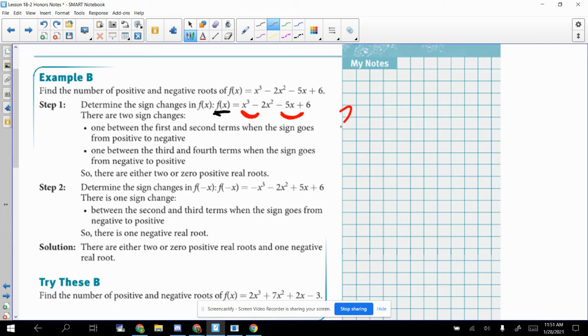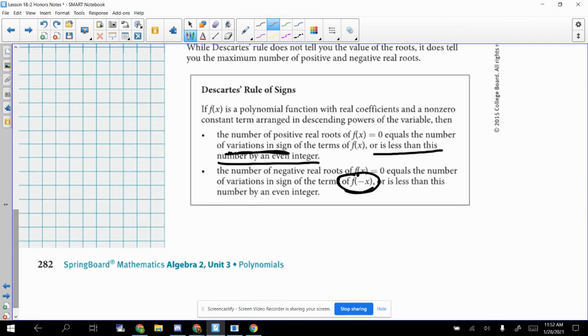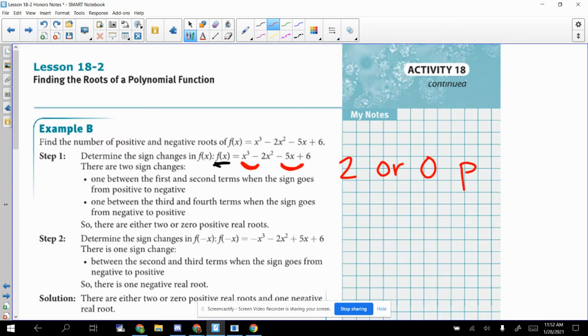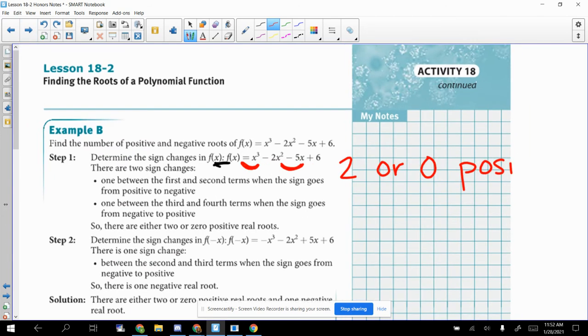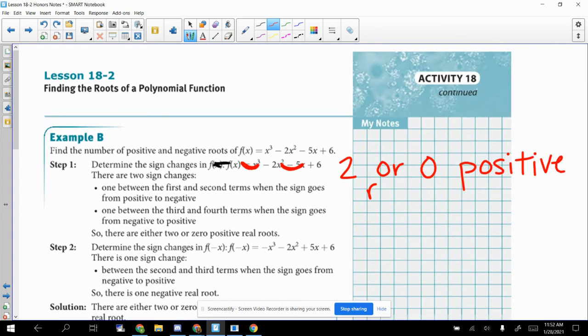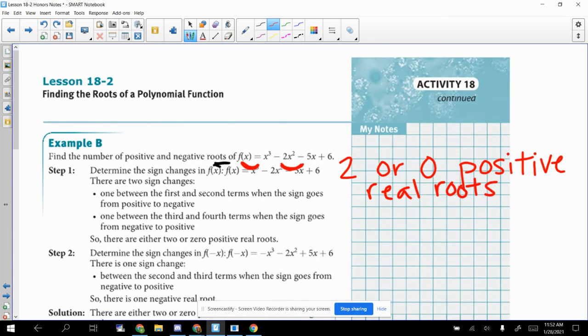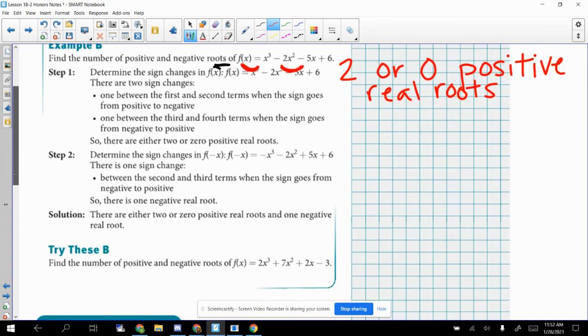So there can be 2 or 0, because you always, as it said here, go less than this number by an even integer. So 2 or 0 positive real roots. Okay, so that's how you answer the first part. But then obviously we also have to answer the second part, which is about negative real roots. Okay, so that's when you go to step 2.